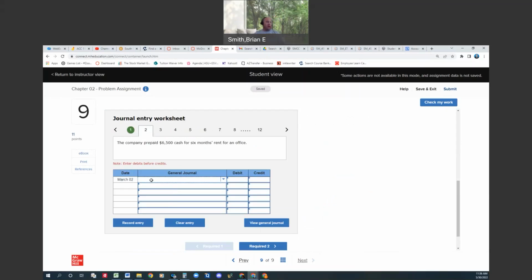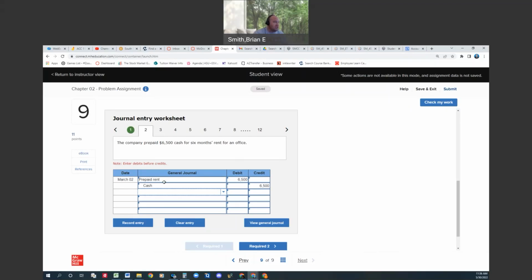The company prepaid $6,500 cash for 6 months rent. So we're going to come over here, debit prepaid rent. And I'm not going to go through these journal entries. I just want to get these done so that I can show you guys how this translates over to the T accounts and then over to the trial balance. That's mainly what I want to show you with this. But the T accounts are very helpful, and I'm going to do it based on each one of these.